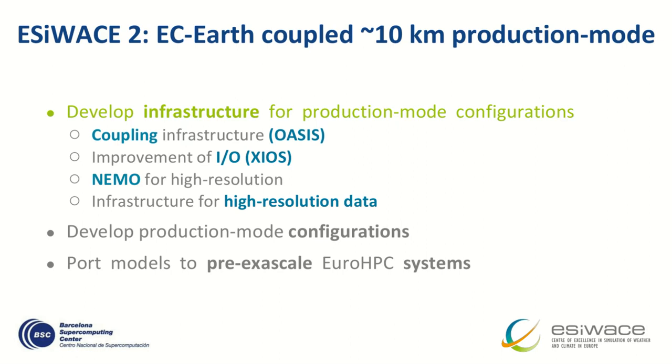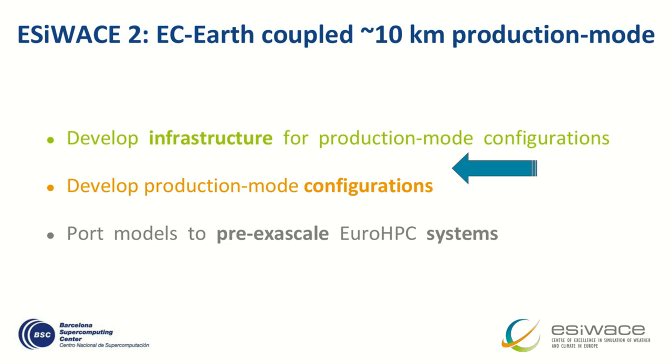This has different steps. You cannot do this jump from one day to the other. So the first step is to develop the infrastructure for the production mode configuration. It's not just to generate new configurations. You need to address the bottlenecks and generate new components, new infrastructures and systems that help you to increase the modeling capacity. The points decided to improve were the coupling infrastructure by means of OASIS, improvement of the I/O by trying to use the XIOS server in all the model components, and also improving XIOS itself, improving the NEMO capacity to run at higher resolutions, and also improving the infrastructure for high resolution data. This step was already more or less accomplished.